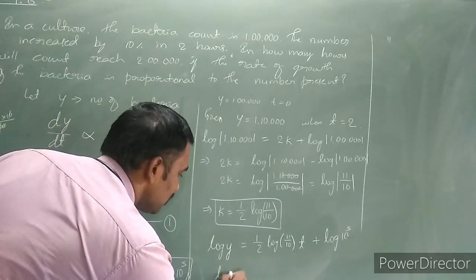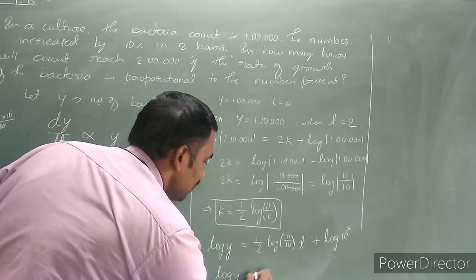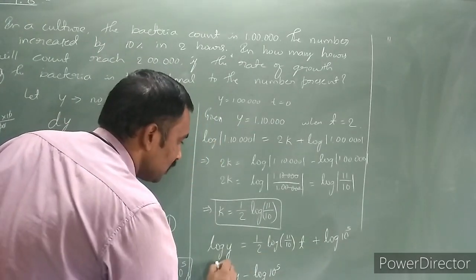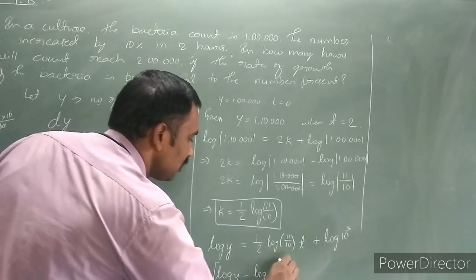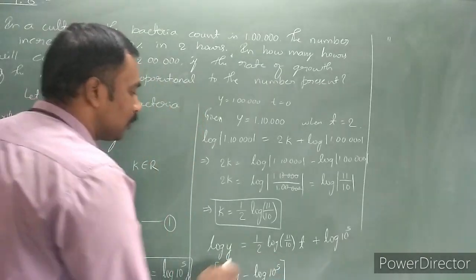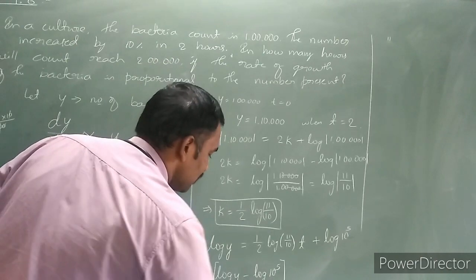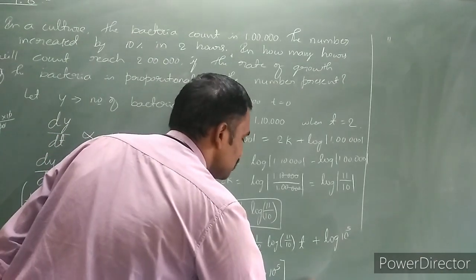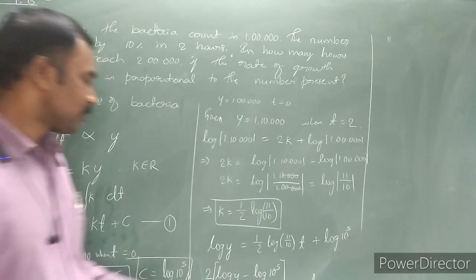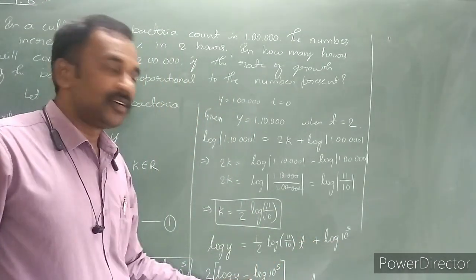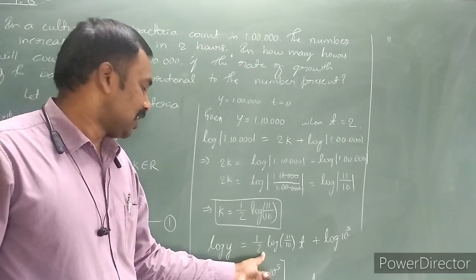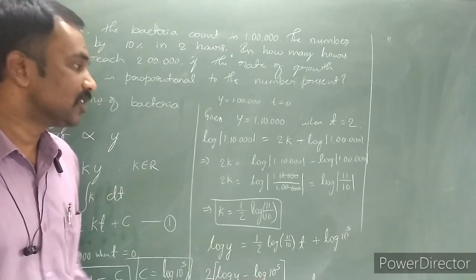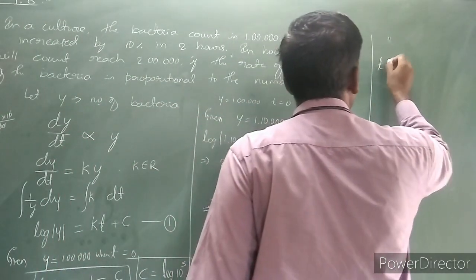So solve for t. What is the t value? I just write log of y minus log of 10 to the power 5, then 2 divided by log of 11 by 10 is equal to t. Check it. Log y comes positive here, the denominator comes to the numerator, and the product comes to the denominator, so t is there.